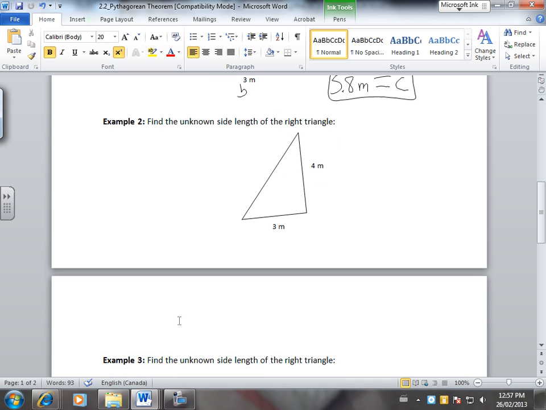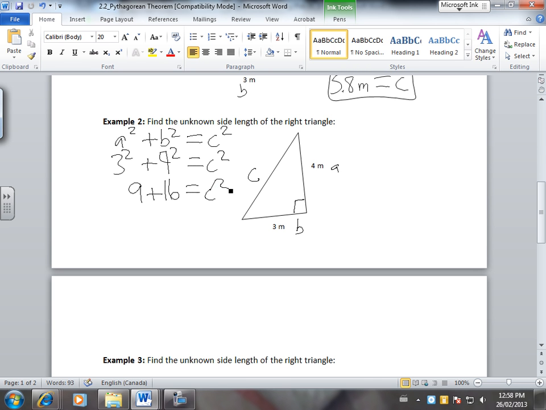So let's look at the next triangle. So again, we're looking for c. We have a and b. a squared plus b squared equals c squared. So you have 3 squared plus 4 squared equals c squared. So you'll have 9 plus 16 equals c squared. Take the square root of both sides, and you get that c equals 5 meters. And this, the 3, 4, 5 Pythagoras triangle, is quite a quote-unquote famous triangle in math.